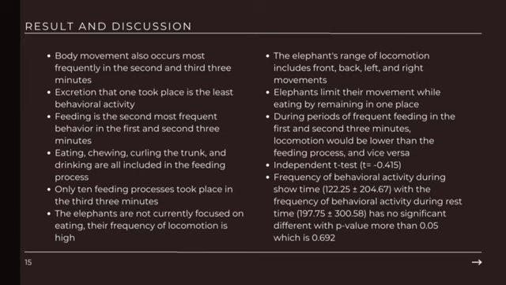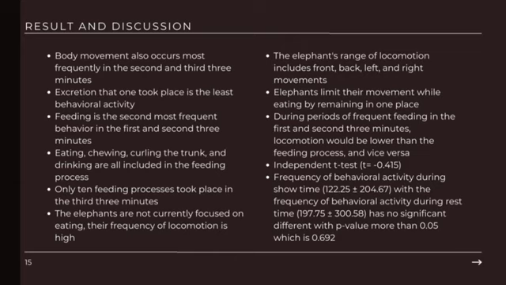Since the elephants are not currently focused on eating, their frequency of locomotion is high. The elephant's range of locomotion includes front, back, left and right movements. This is another method they use to lower their body temperature. Additionally, elephants limit their movement while eating by remaining in one place. As a result, we can observe that during periods of frequent feeding, in the first and second 3 minutes, locomotion will be lower than the feeding process, and vice versa.